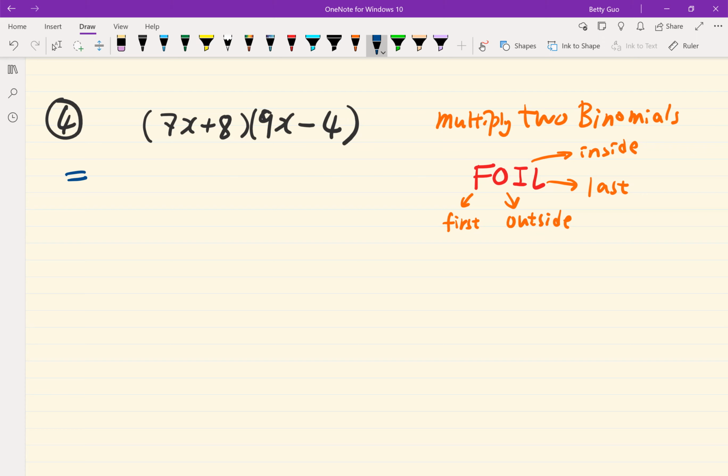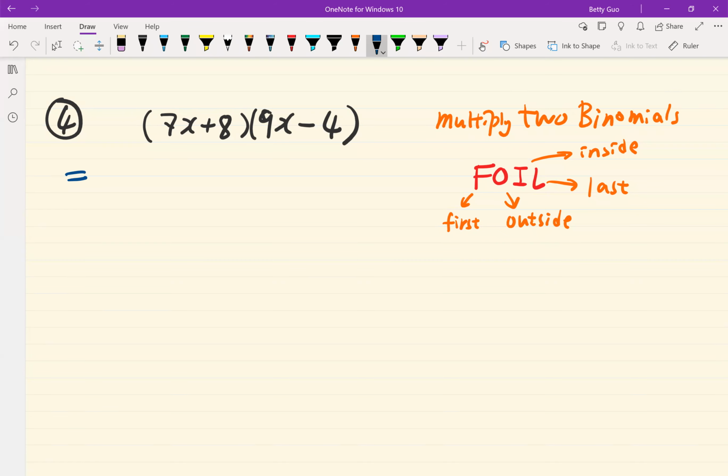So once again, what is outside? We have 4 terms in total, right? If you look at the 4 terms, which 2 terms are on the outside? 7x and then 4, they are on the outside, right? And then 8 and 9x, those 2 terms are on the inside. So that is the outside and the inside. What is the last? The last term in the first parenthesis is 8, and in the second parenthesis, the last term is -4. So that is so-called FOIL.